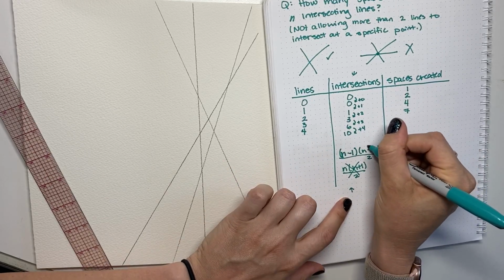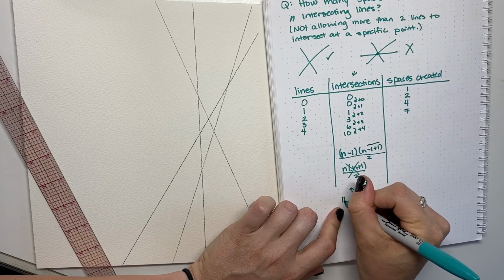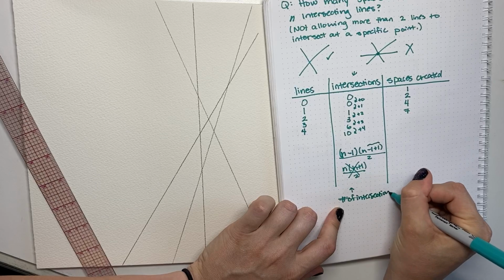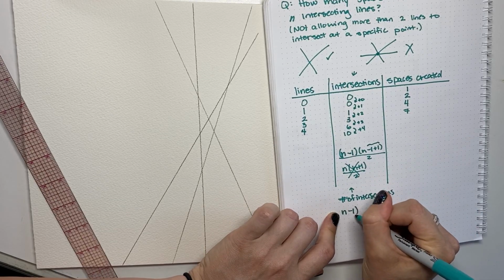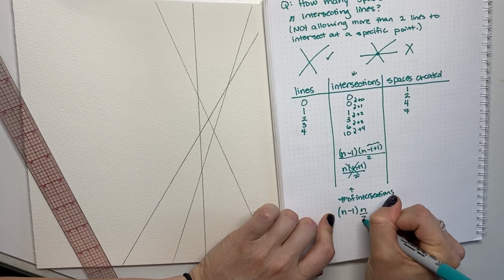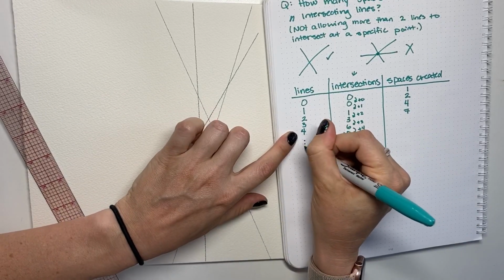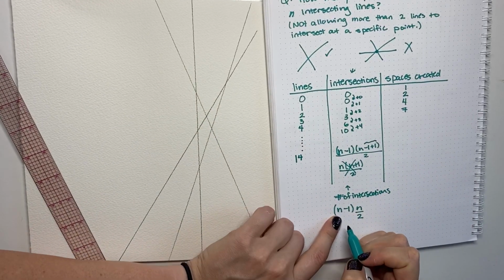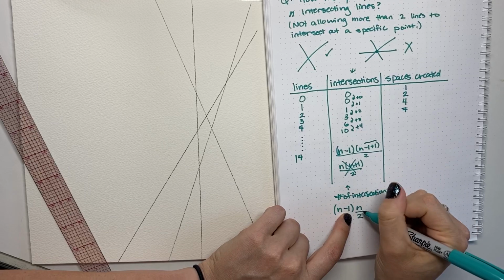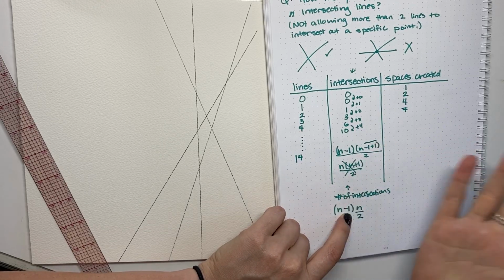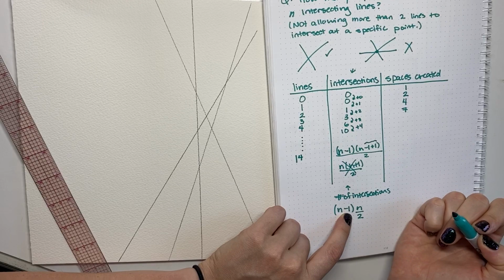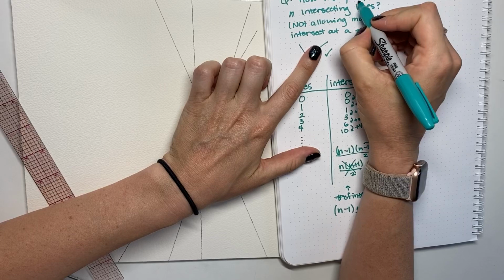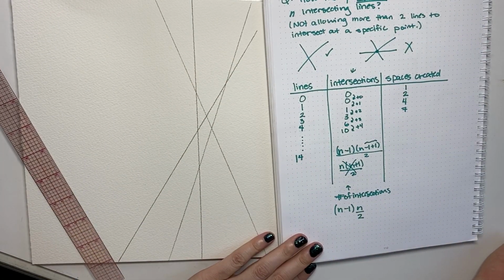Or, because these will simplify themselves out, for the number of intersections, our formula is going to be n minus 1 times n over 2. So if we wanted to figure out 14 lines, we could plug in here 14 minus 1 is 13, times 14 over 2 is 7. 13 times 7, that would get us the number of intersections we have with that many lines. And that's going to become important in a second. Because again, the question we're asking is how many spaces are created by n intersecting lines.